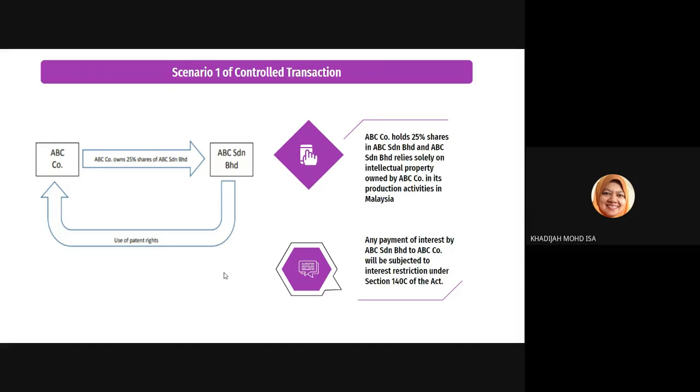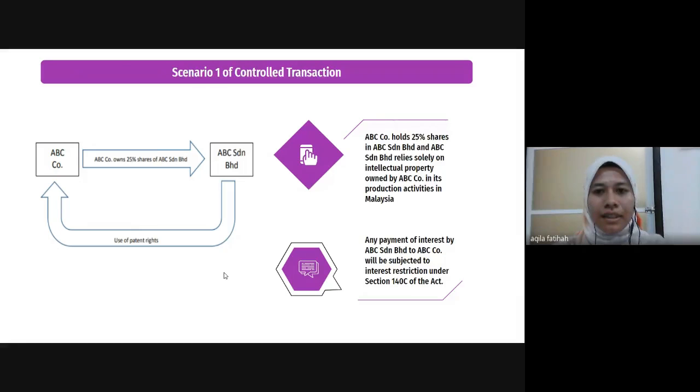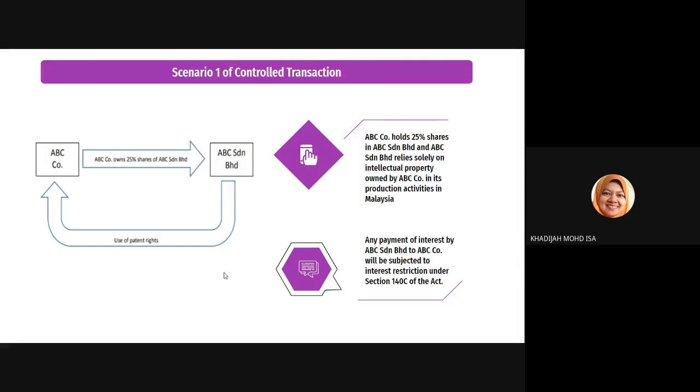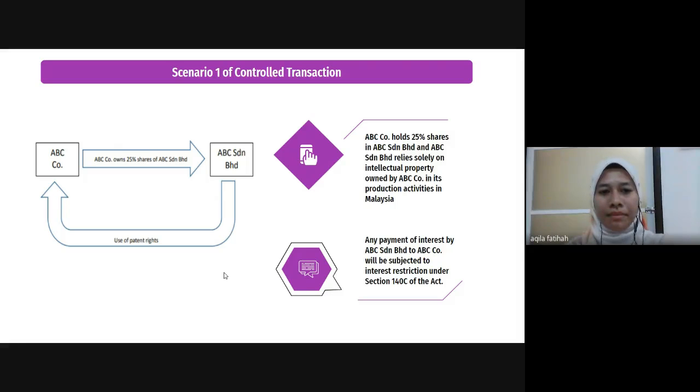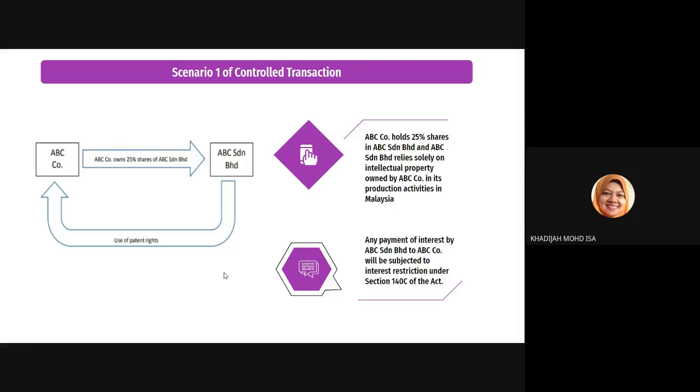Okay, hold on. So it means that in this case, you fulfill the first condition, more than 20%. And the second condition is scenario 1, is it? Yes. But in this case, we assume that ABC Sdn Bhd takes loans from ABC company, which is a related company or control company. And for that loan, the company has to pay interest. But because of that condition, the interest is restricted.